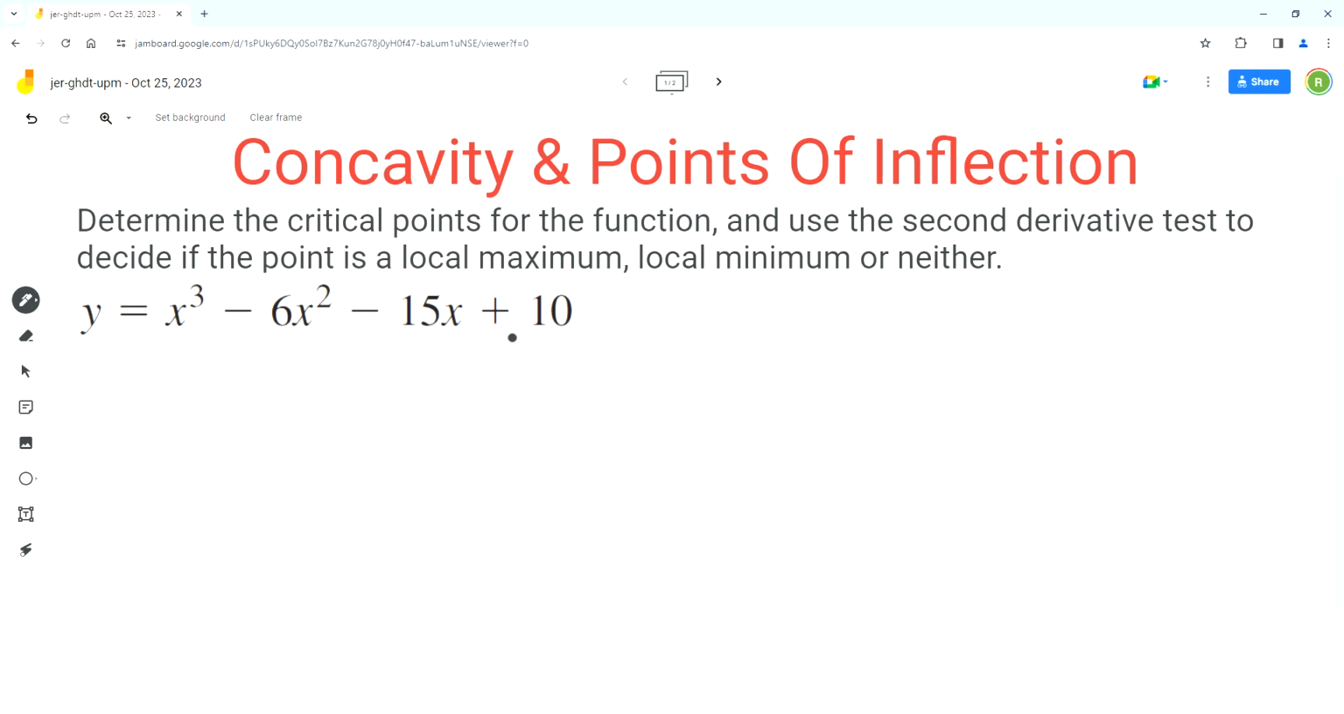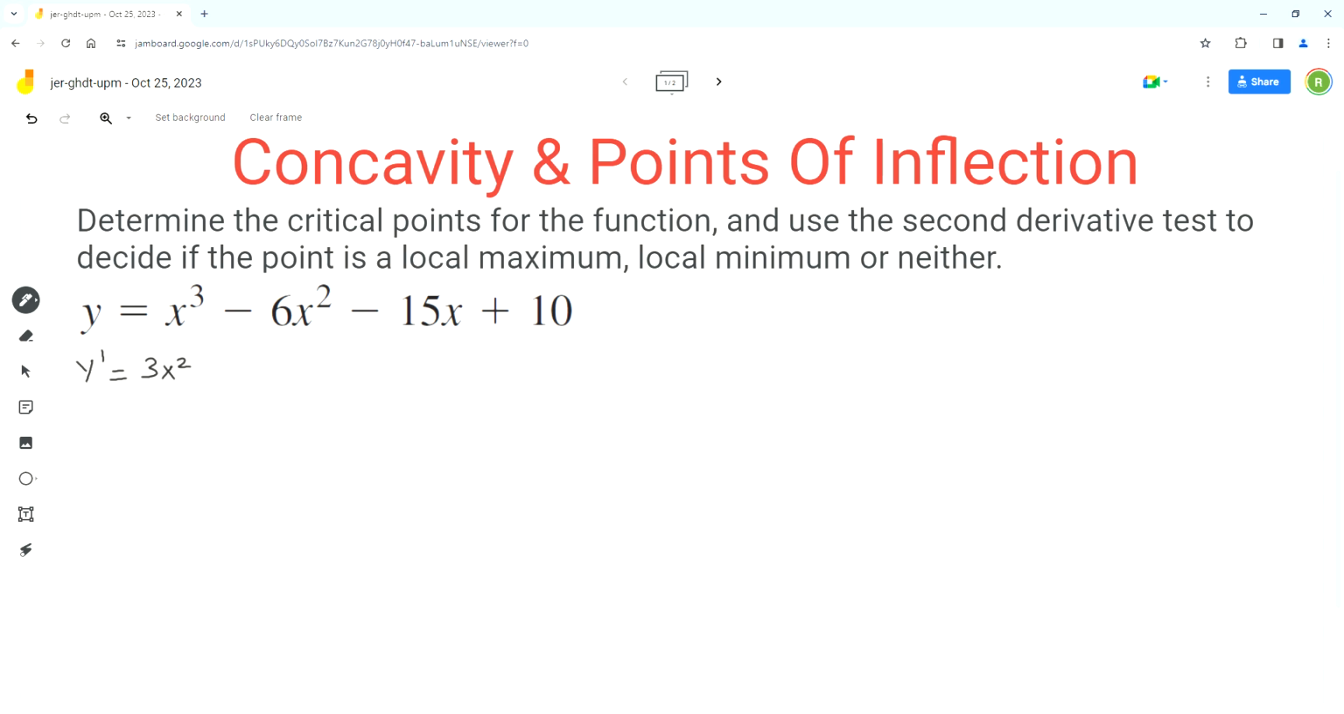Now we can find the critical points for this function by finding the derivative of this function and setting it equal to 0 to find the x values. So the first step is to find the derivative of this function. So y prime equals, we have to use the power rule to find the derivative of the terms. For x cubed, the derivative will be 3x squared. As per the power rule, we move the exponent to the front and subtract 1 from the exponent.